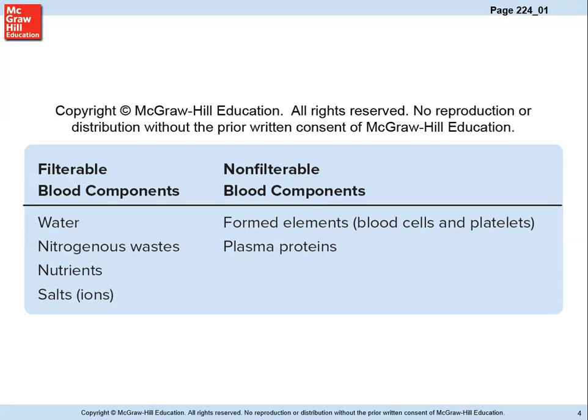Some things that are not filterable that are in the blood are the formed elements. So that's going to be the red blood cells, white blood cells, and platelets, and some of the plasma proteins. And really what determines what's filterable and what's not at this point is dependent on size. So the formed elements and some of those plasma proteins are simply too big to fit through the filter. And we'll take a look at that in a minute.